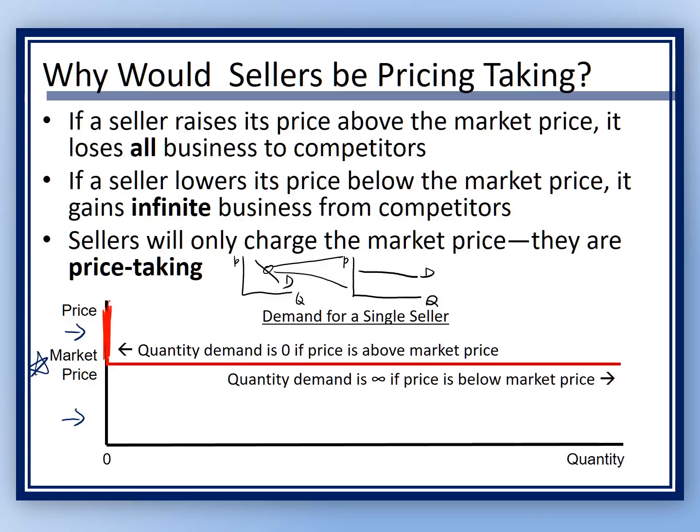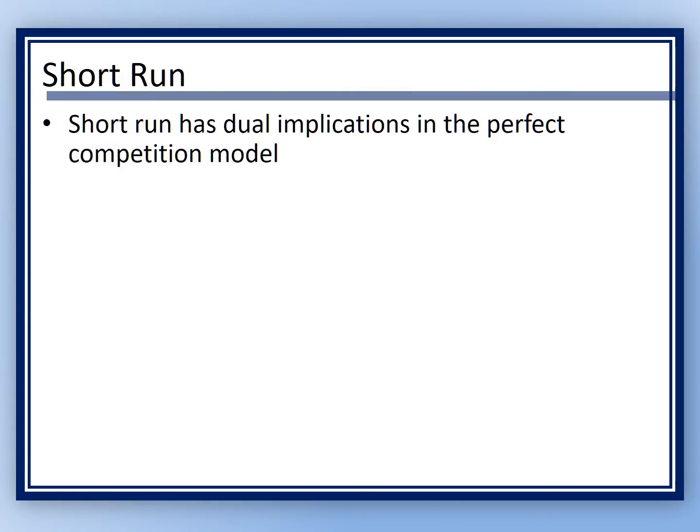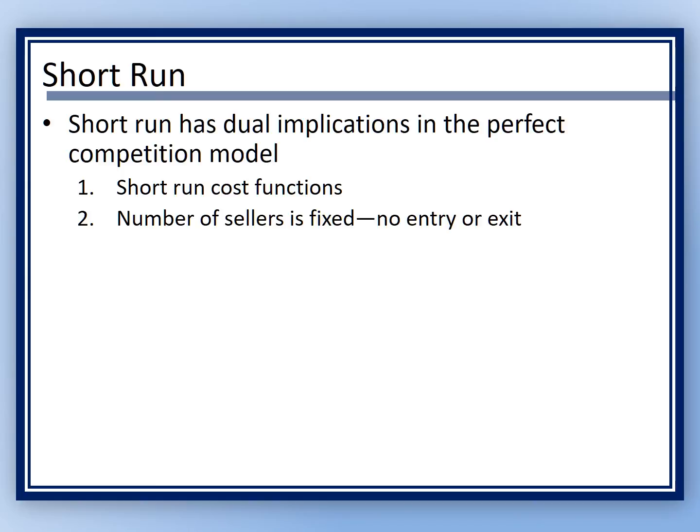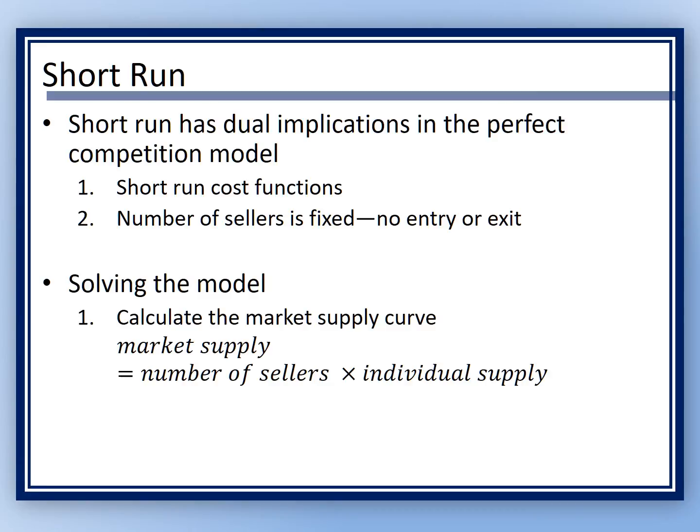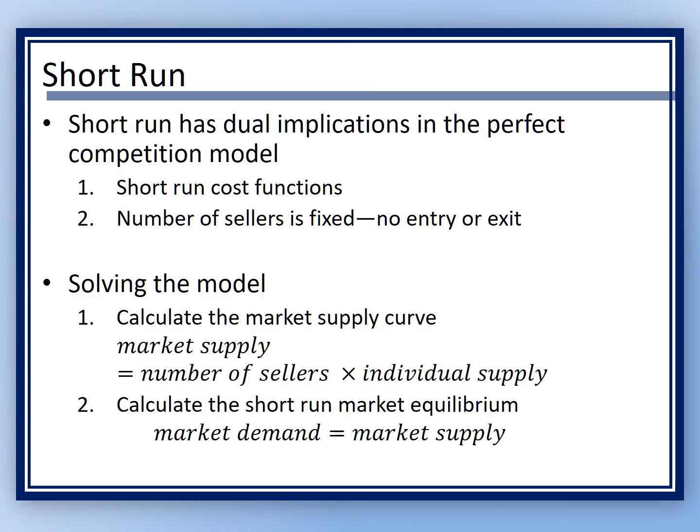This model has two components. It has a short run part and a long run part. Short run, it says that you're supposed to use the short run cost function, and the number of sellers is fixed, so there's no entry or exit. If there are 5 sellers in the market, there are just going to be 5 sellers. And you solve the model by calculating the market supply, which is just the number of sellers times the individual supply, and equate demand equals supply.